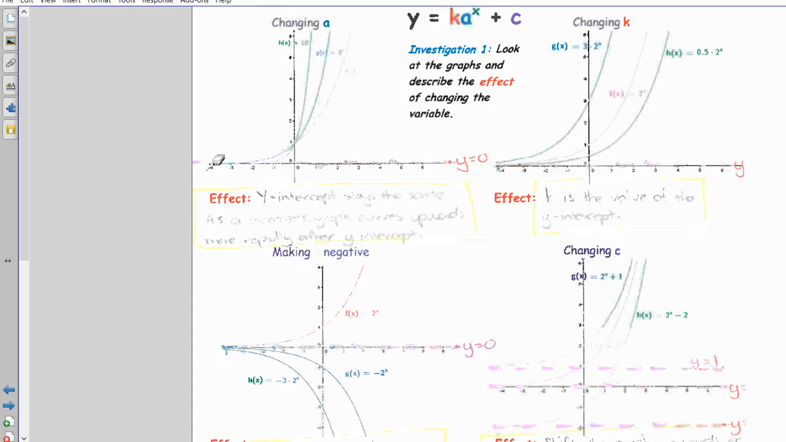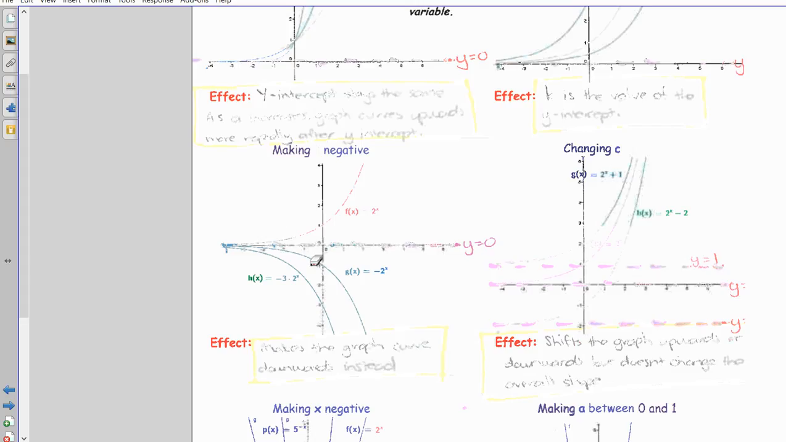So the range for these ones would be y is greater than 0, not including 0, because the asymptote means an area where the graph doesn't exist. For these ones, the range would be y is less than 0. For this one, it would be y is greater than 0. For this one, the asymptote is at y equals 1, so the range would be y is greater than 1. For this one, the asymptote's at y equals negative 2, so the range would be y is greater than negative 2.